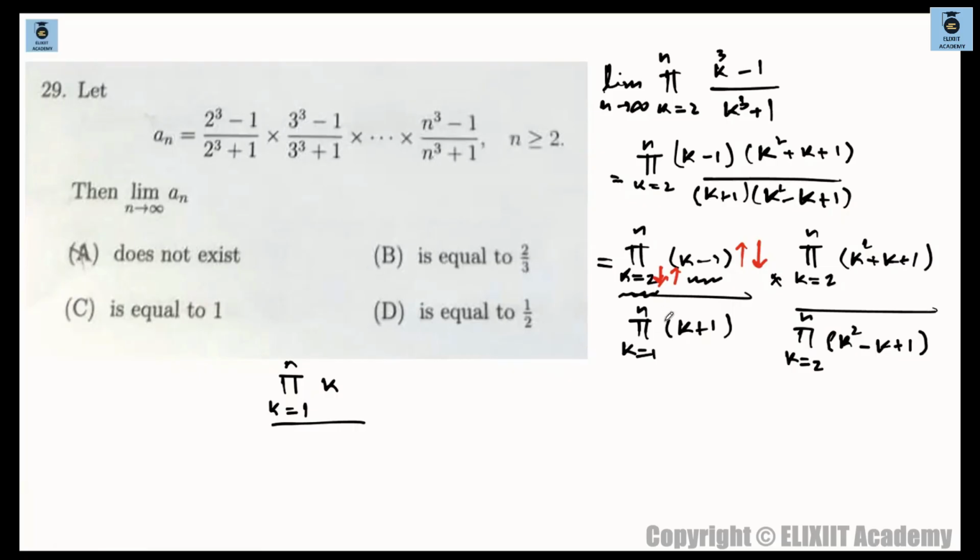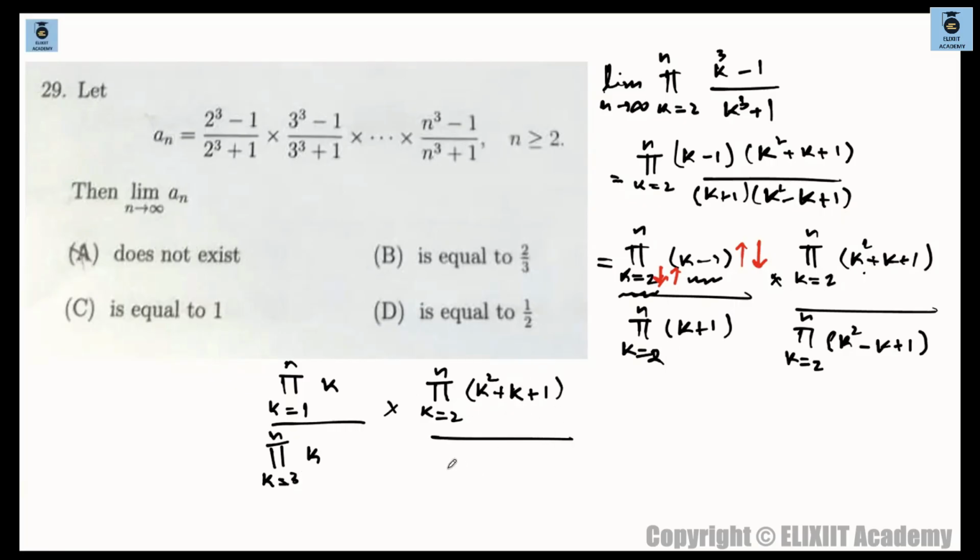Divided by, okay, this product was from 2 to n. So divided by, similarly, here I am making this as 1. So I'm subtracting 1 over here, right? I'm subtracting 1, so you have to increase by 1 over here. So this should start from 3. It's 3 to n. Okay. And then multiplied by product of k is equal to 2 to n, k square plus k plus 1.